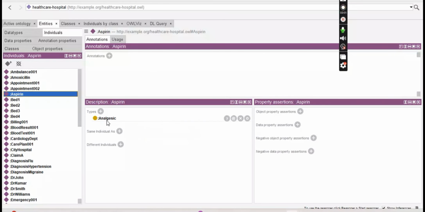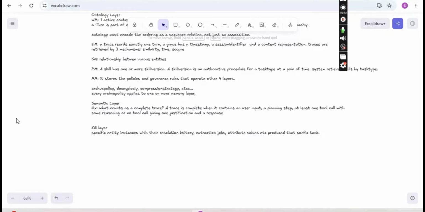So individuals means the actual data present. Okay, bed 1: when I say bed, it refers to bed 1, 2, 3, 4, with bed type bed. So in the form of individuals, we are storing those into the KG layer, in the form of nodes and relationships. And from here, this specific context or memory is getting generated and fed to the LLM applications. So we understood all these layers.